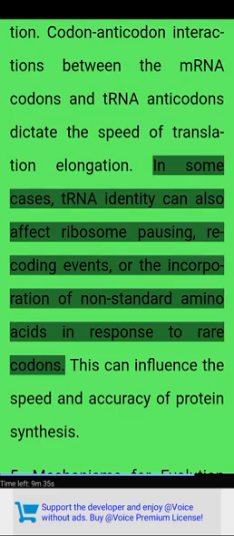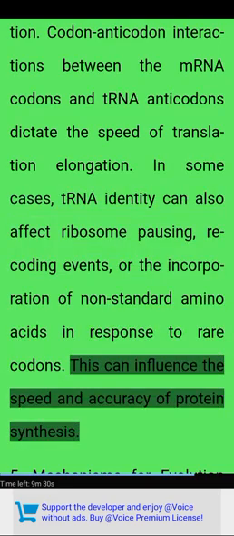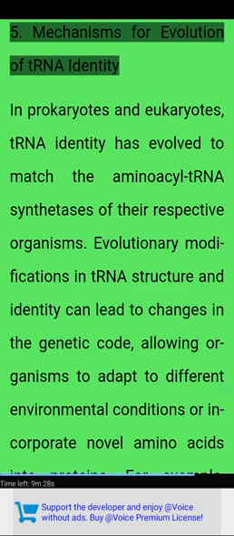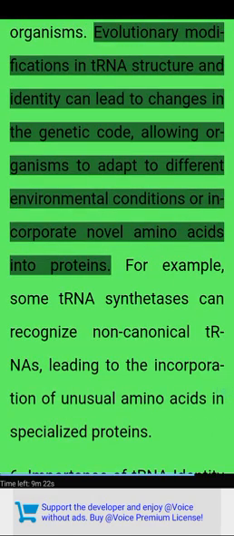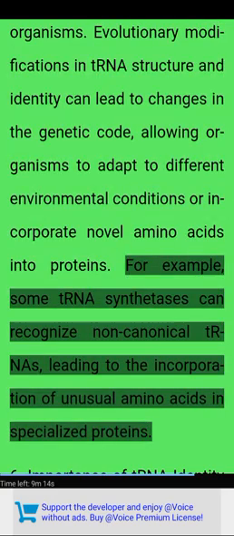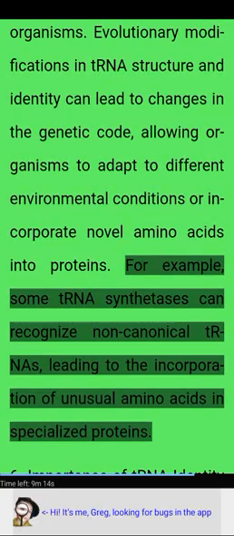In some cases, tRNA identity can also affect ribosome pausing, recoding events, or the incorporation of non-standard amino acids in response to rare codons. This can influence the speed and accuracy of protein synthesis. 5. Mechanisms for evolution of tRNA identity. In prokaryotes and eukaryotes, tRNA identity has evolved to match the aminoacyl tRNA synthetases of their respective organisms. Evolutionary modifications in tRNA structure and identity can lead to changes in the genetic code, allowing organisms to adapt to different environmental conditions or incorporate novel amino acids into proteins. For example, some tRNA synthetases can recognize non-canonical tRNAs, leading to the incorporation of unusual amino acids in specialized proteins.